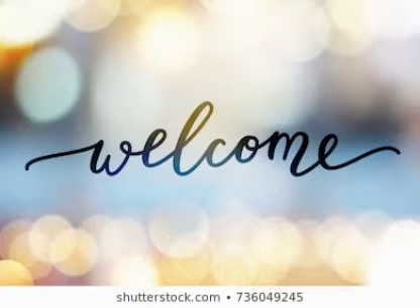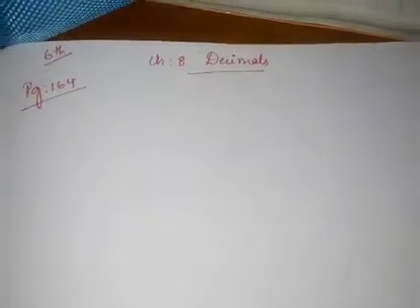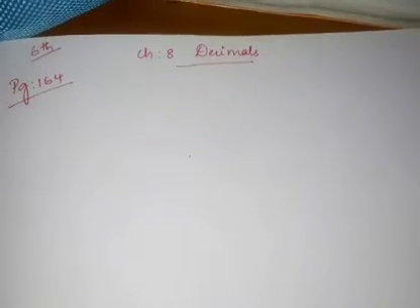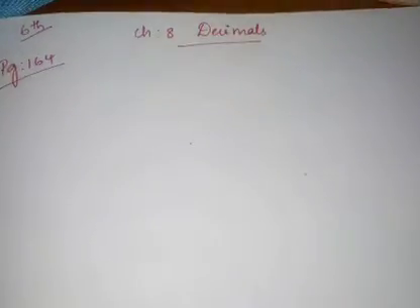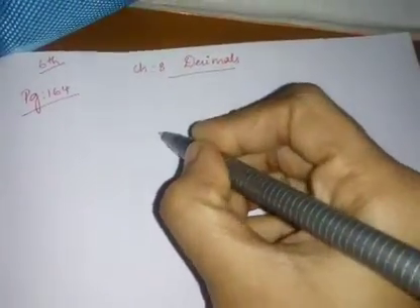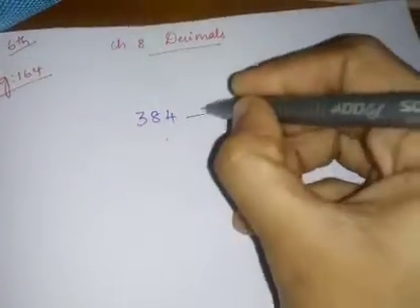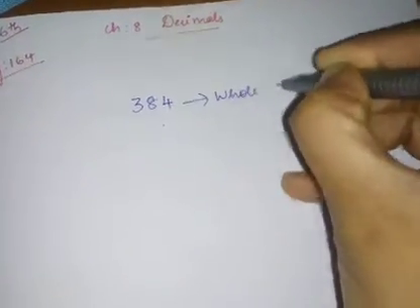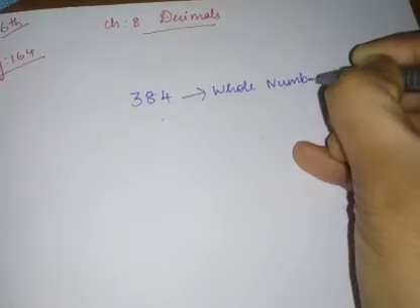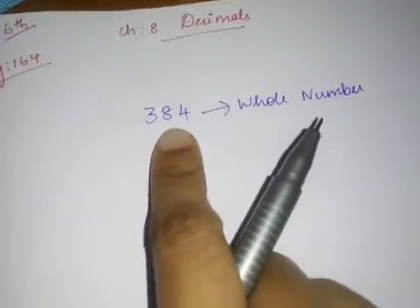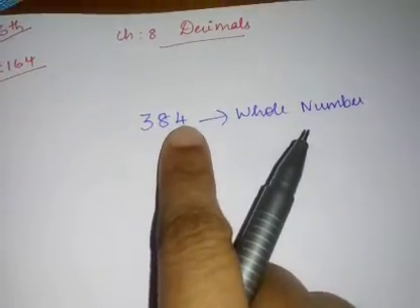You can take page number 164 in your NCERT textbook. Okay? I hope you all have taken page number 164. So, first, you know what is meant by a whole number, right? 384 is actually a whole number, because it doesn't have any decimal point in it.